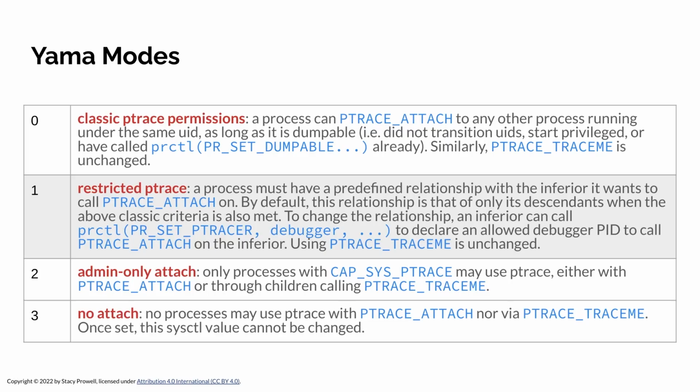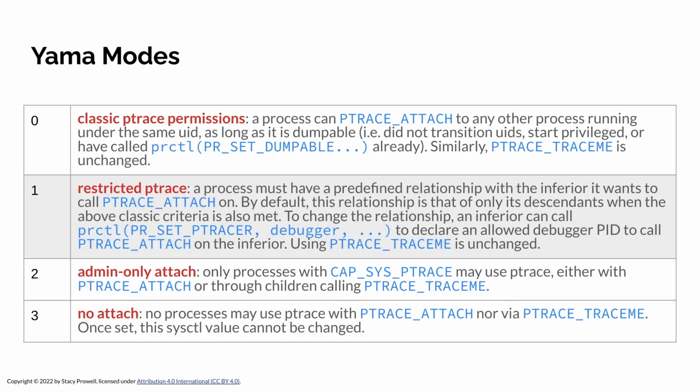Then mode 1 is restricted ptrace, and it's in gray because it's the default for now, or at least for now on the Linux that you're using. A process must have a predefined relationship with the inferior it wants to call ptrace attach on. A predefined relationship? What does that mean? Well, it might be the parent of that process. You're allowed to call ptrace attach on processes that you start. For example, you might be GDB and you start a program and you want to debug it. You're allowed to call ptrace attach on that process because you started it. Make sense?